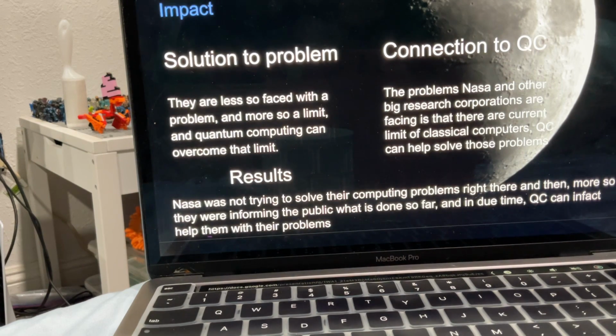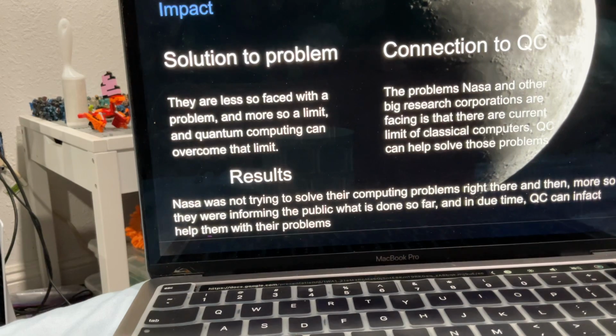So I guess the solution to the problem in the paper was less that there's a problem, and more a big limit or obstacle, and quantum computing can overcome that limit. For example, the limitations of classical computers, and algorithms and tools that are not developed so far. But in a couple of years, they will be overcome. And right now, NASA is working with various institutions like Google, as part of a more nationwide effort to improve upon quantum computing.